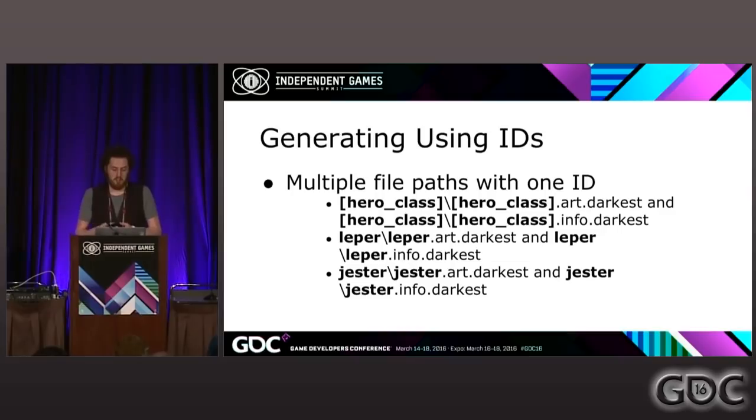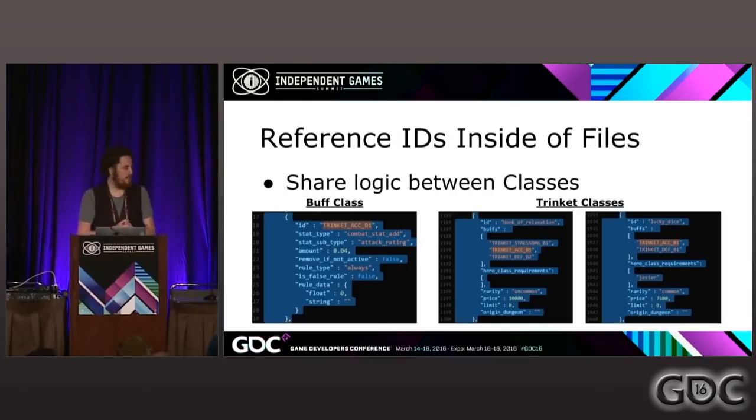Another thing that's useful is you can break up your data into multiple files using IDs. So we have an art file and an info file for every hero, and they were worked on by two different people with two completely different pipelines. So using the IDs for a given hero class, we could link the art file and the info file, which had most of the design data.